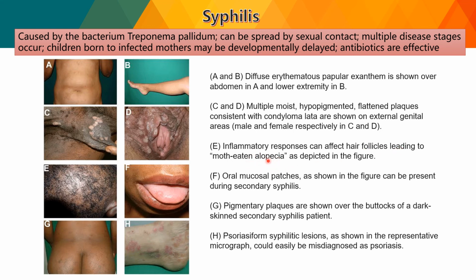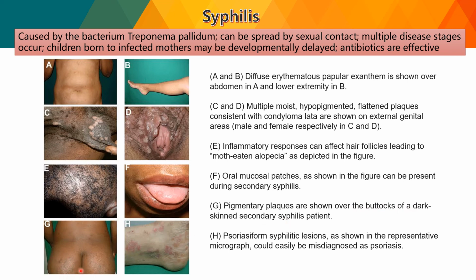So pag alopecia, ito yung nag-draw yung hair or nawawala, nalalagas. Okay? And then sa F, you have oral mucosal patches. And then in G, you have pigmentary plaques shown over the buttocks of a dark-skinned secondary syphilis patient.